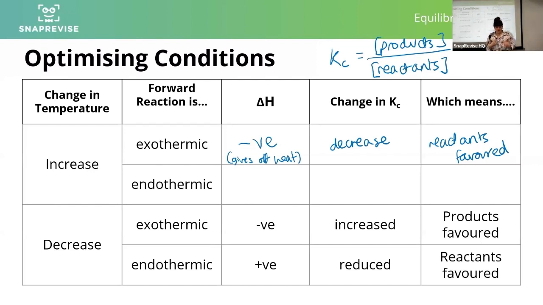And vice versa, if we increase the temperature and the forwards reaction is endothermic. If the forwards reaction is endothermic, that means delta H is positive, or it's taking in energy. It takes in heat energy. Should have put an energy there.